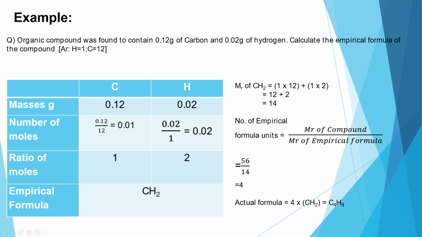To find the actual molecular formula, we first find the number of units. By dividing the molecular mass of the compound, 56, by the molecular mass of the empirical formula, 14, we get 4. Now, multiplying 4 by CH2, we get the actual formula C4H8.